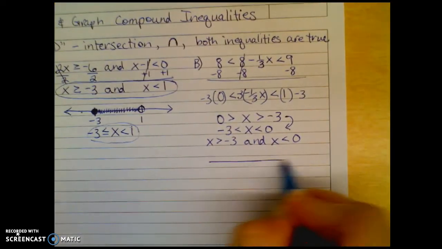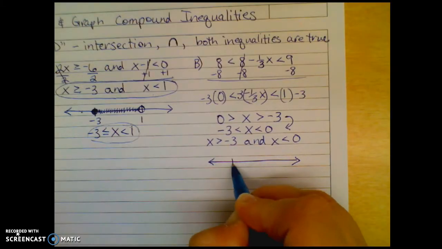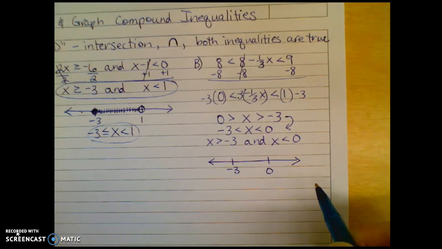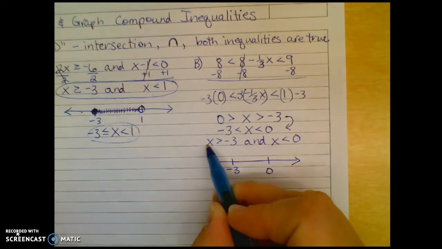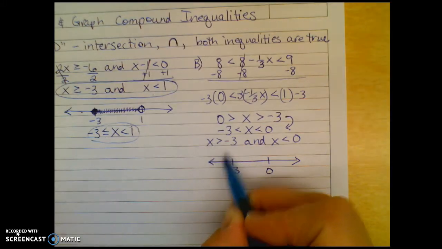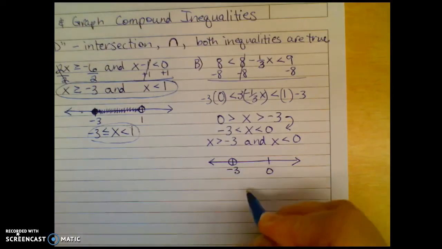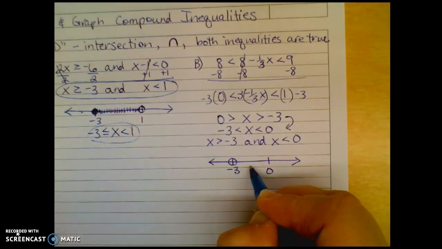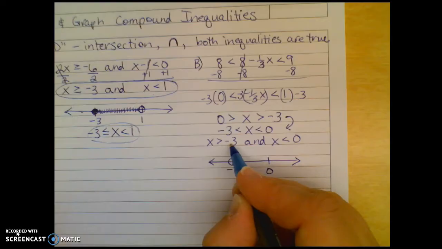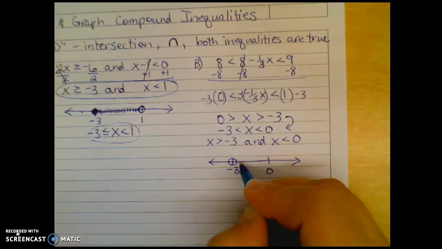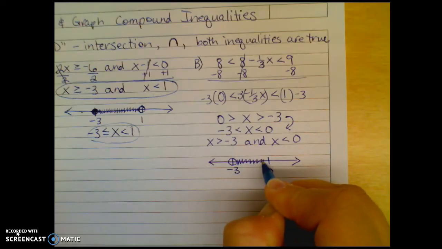Okay, to graph, we have 2 boundaries, negative 3 and 0, and we check, just like before. Is negative 4 greater than negative 3? No. Is negative 3 greater than negative 3? No. So we need to open circle here. Let's do negative 1. Is negative 1 greater than negative 3? Yes. And is negative 1 less than 0? Yes. So this part is shaded.